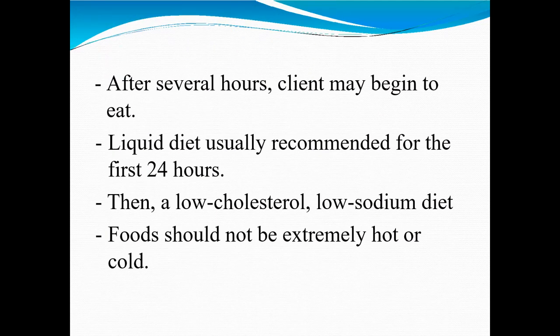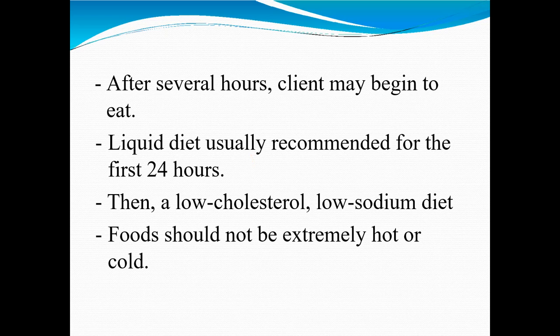After several hours, when the client may begin to eat, meaning the patient's condition becomes normal, a liquid diet is usually recommended for the first 24 hours. This is very important, very necessary, especially from a nursing care plan perspective. You will have to provide the liquid diet, which is usually recommended for the first 24 hours.